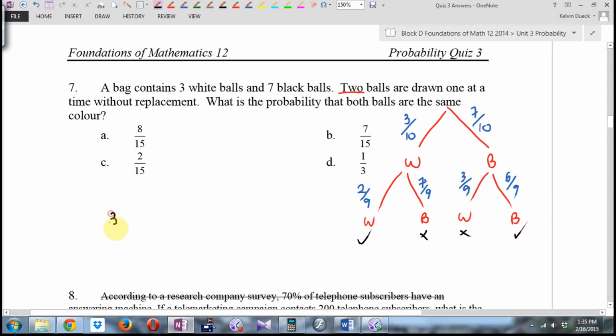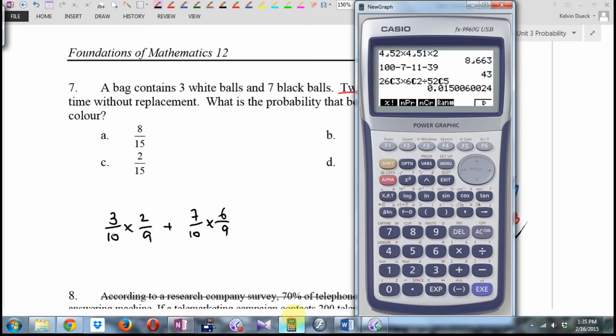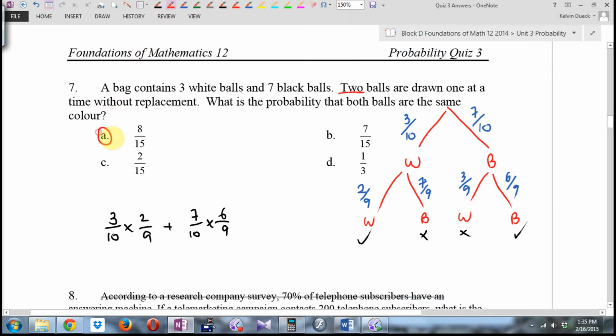It's going to be 3 out of 10 and 2 out of 9, or... What we're really saying here, Mackenzie, is you could get white, white, or black, black. 3 out of 10 and 2 out of 9, or 7 out of 10 and 6 out of 9. You get 8 out of 15? You should. A.